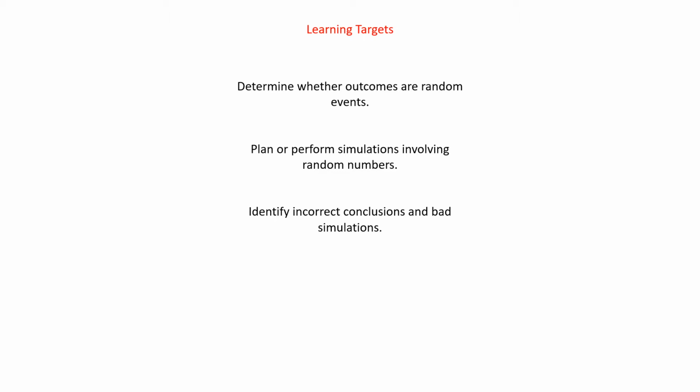So our learning targets: determine whether outcomes are random events, plan or perform simulations involving random numbers, identify incorrect conclusions and bad simulations. So, the first thing we need to talk about is random.